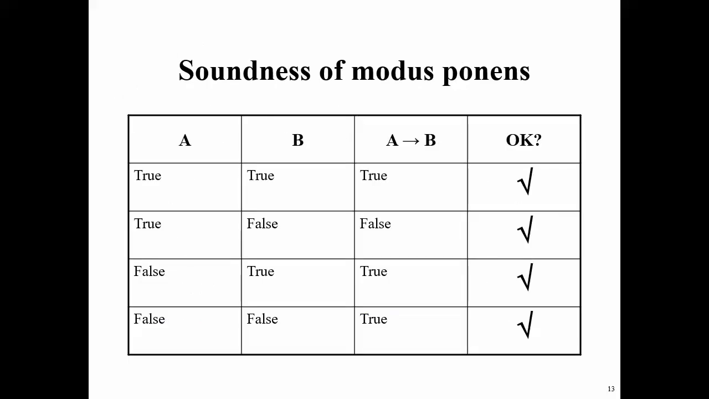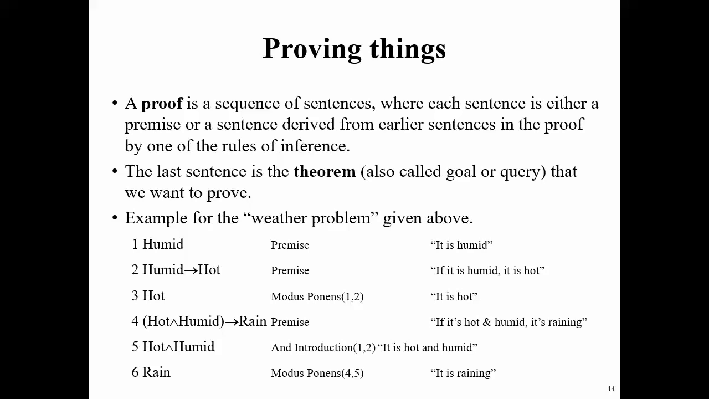These are some sound inference rules; we have to consider the implication truth table. Proving things, as we studied in the first example: how we frame a sentence like it is humid, if it is humid then it is hot, how we join them using logical connectives, and how we reach the conclusion is called modus ponens. So proving things is what we call modus ponens.